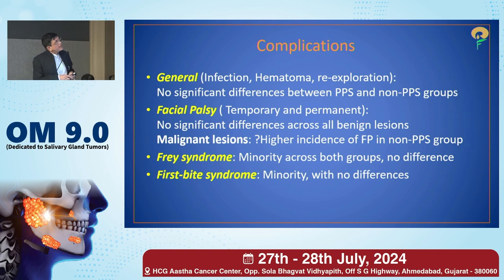The general complications, when you talk about them, general infection, hematoma, re-exploration, etc., there are no significant differences between the two groups. Facial palsy, whether temporary or permanent, again, no significant differences across all benign lesions. In the malignant lesions, probably a higher incidence in the non-PPS group because maybe the facial nerve is anatomically closer to the tumor. Frey syndrome, in a minority of cases, no difference in incidence, and first bite also, no major differences in the incidence patterns.